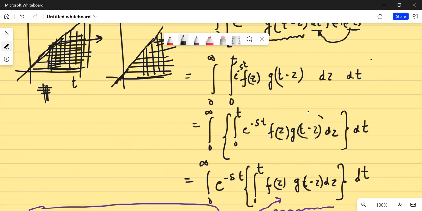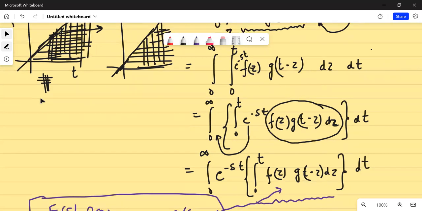This particular term, look at this. This particular term is nothing but the convolution of f and g. See here, it is integrating with respect to z. Now you can place this outside, because e to the power minus st depends on t. It does not depend on z. So I've taken e to the power minus st outside. And what is this? This is equal to the convolution of f and g. I hope it is clear now.